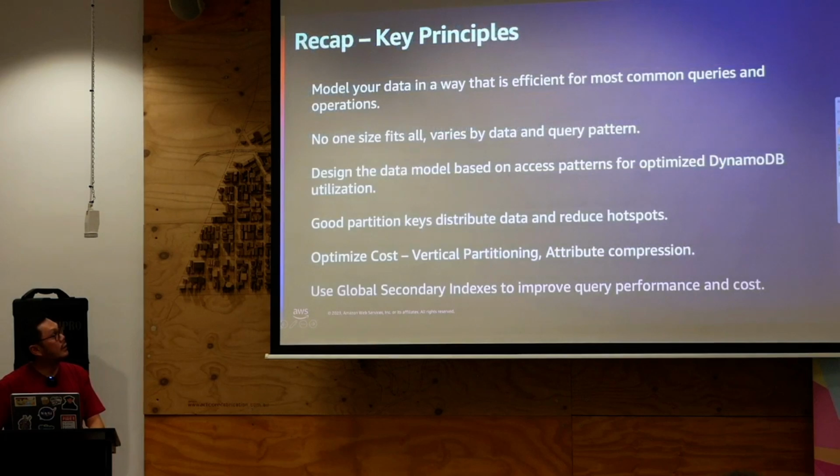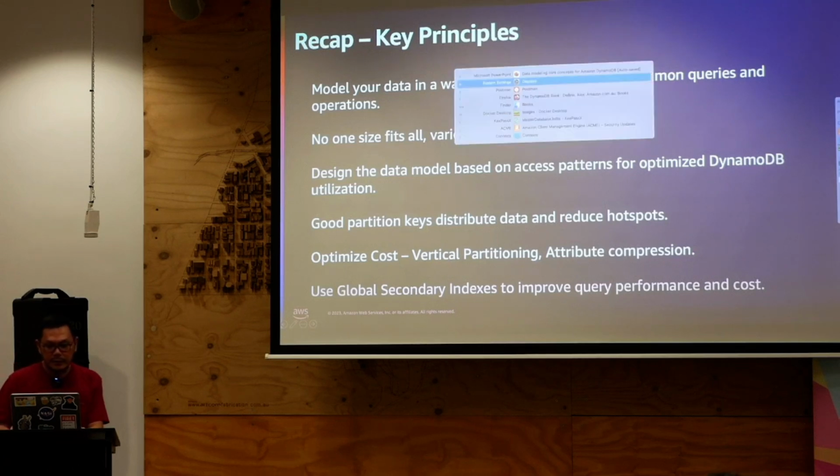Yep, just a recap. I think it's almost there. You model your data in a way that is efficient for your query pattern, right? So you want to save the data according to how it's going to be queried, and no one size fits all. It varies by data and query pattern. And a good partition key is really important. It distributes data and reduces hotspots. And then you want to look at the size of your entity so that you can see how best to structure it to reduce costs. And then you want to use GSI to improve query performance, right?